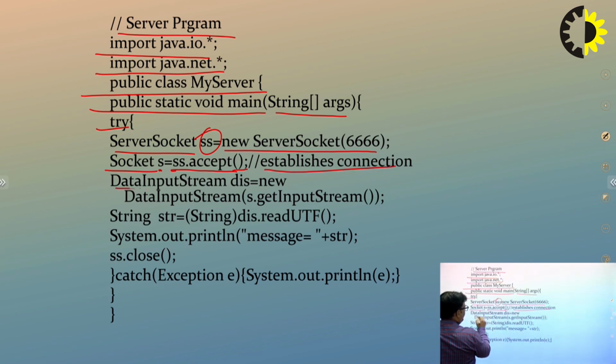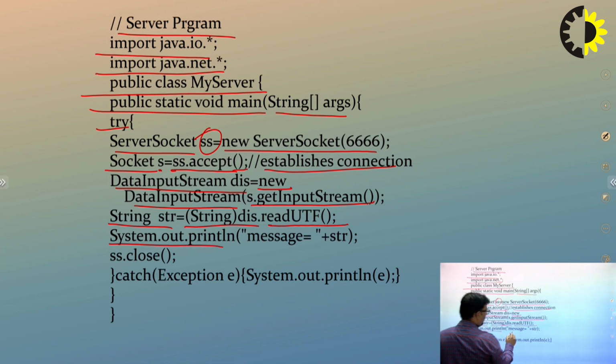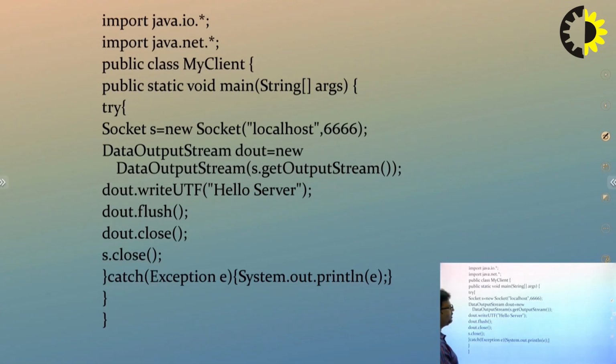Then DataInputStream dis equals new DataInputStream(s.getInputStream()). Then String str equals dis.readUTF(). Then System.out.println message plus str, then ss.close(). Then catch Exception, System.out.println, to handle exceptions.